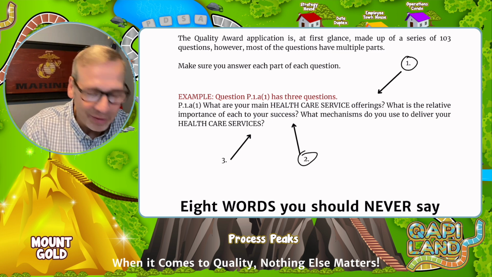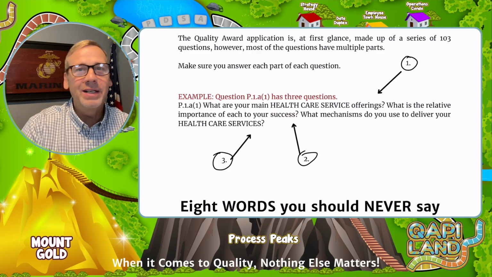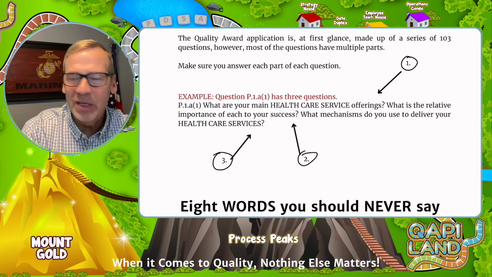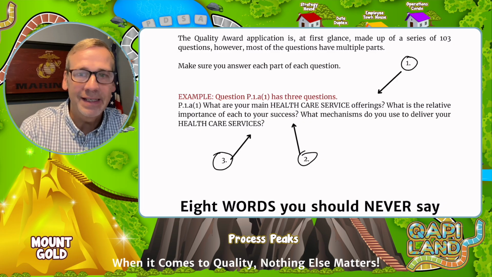What mechanism do you use to deliver your healthcare services? That is the third question. I should also point out that I did not update this example, and so this example is just an example and doesn't actually exist in the application.